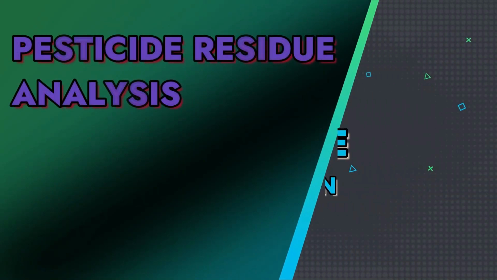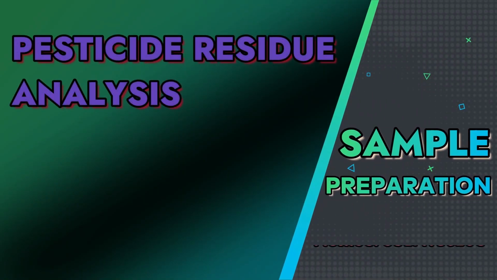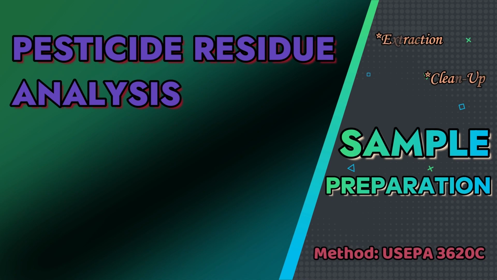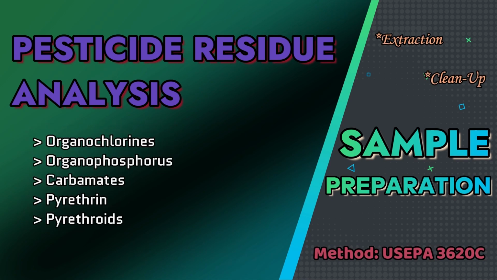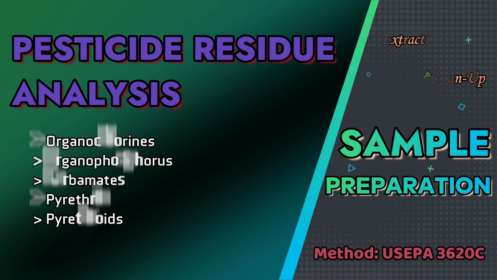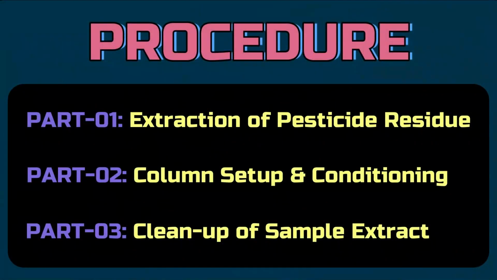Pesticide residue analysis has been the most demanded test all over the world, especially for fruits and vegetables. This video is developed to show you the details of sample preparation for pesticide residue analysis of a vegetable sample. This process involves the following 3 steps: pesticide residue extraction, column setup, and conditioning and cleanup of the extract.